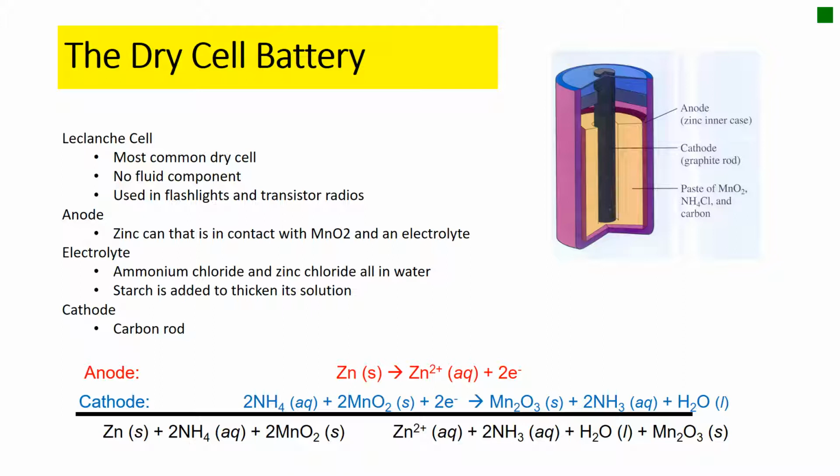Then we have 2 electrons, which are found on the right and also on the left, so those cancel each other out, and they don't go down below. 2 NH3 is found on the right but not on the left, so it goes down. Water is on the left but not on the right, and on the right but not on the left, so it goes down below. Mn2O3 is found on the right but not on the left, so it goes down below, and this will be our overall reaction.